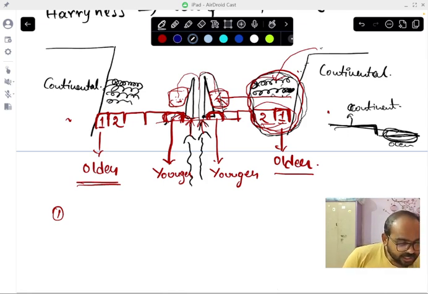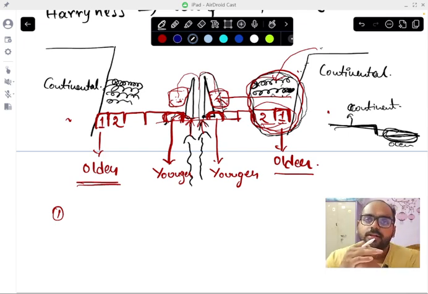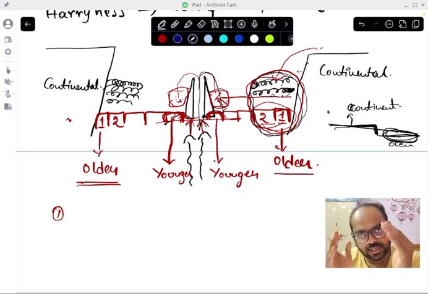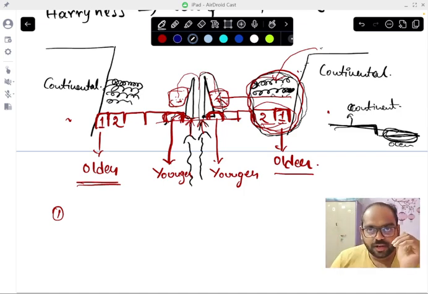Next, the deep trenches have deep-seated earthquake occurrences, while in the mid-oceanic ridge areas, the quake foci have shallow depth. Okay, they have talked about trenches. Trenches, I think you all know what trenches are. Trenches lie in the ocean, the deepest part of the oceans.